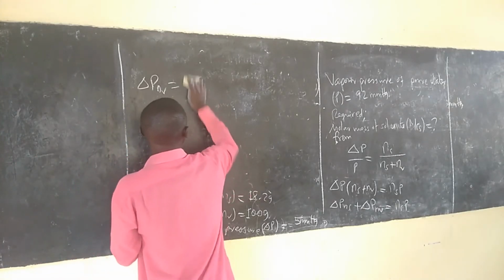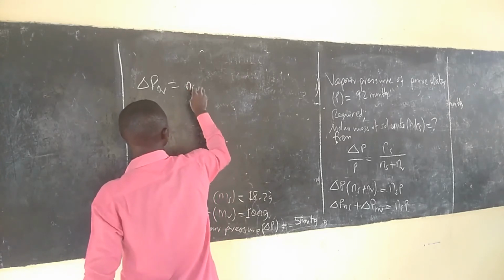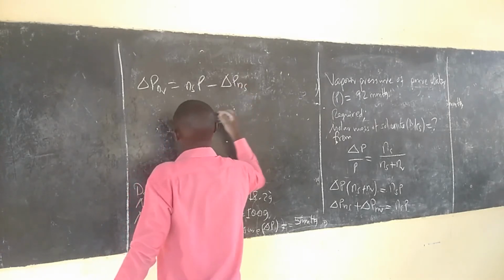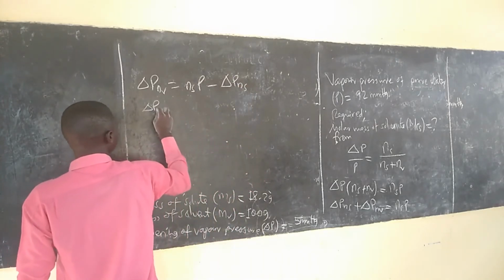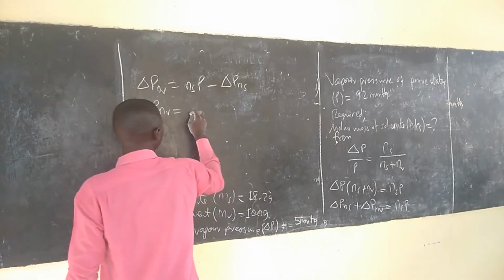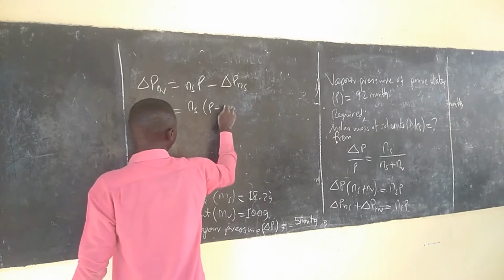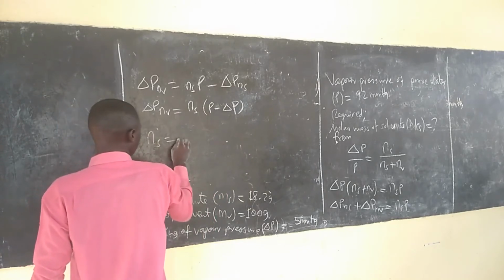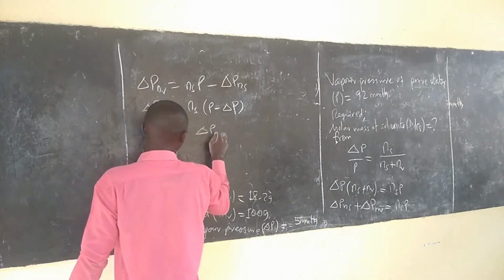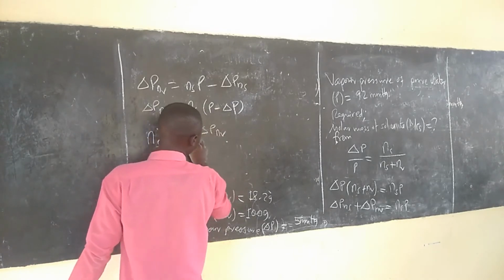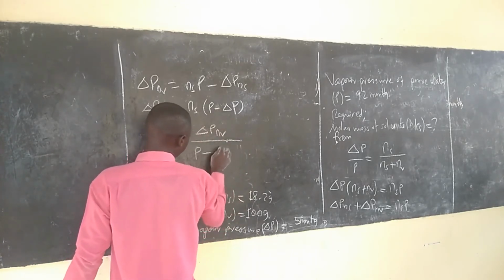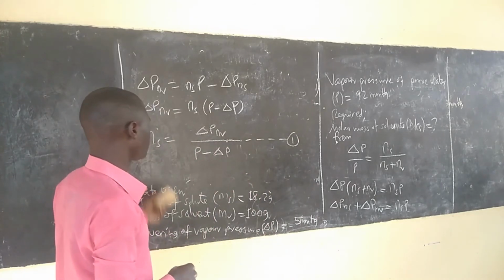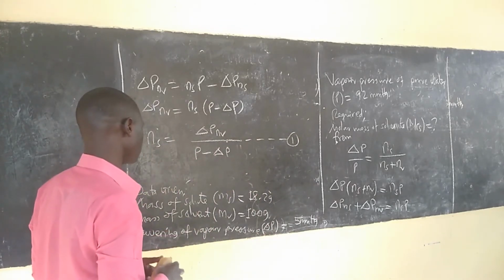is equal to NS P minus change in P and S. That is to say, change in P and V is equal to NS P minus change in P. To factor out NS, so NS will be equal to change in P and V divided by P minus change in P. So hii ndio equation ambayo itatusaidia kupata NS, ya number of moles of solid.